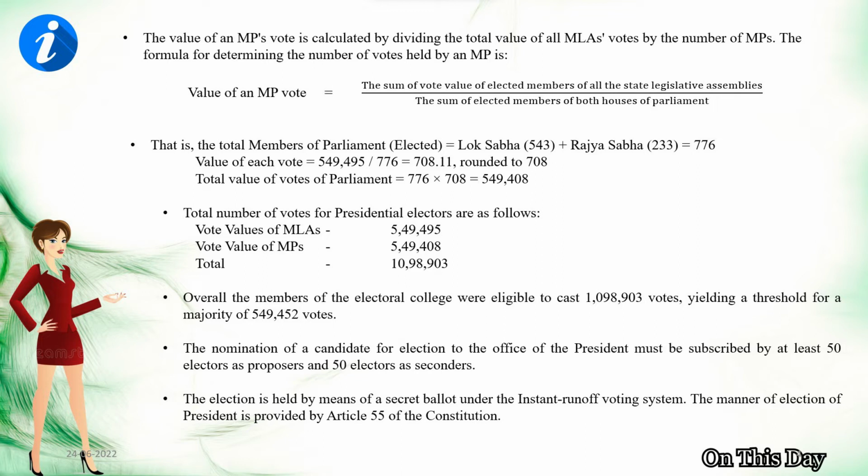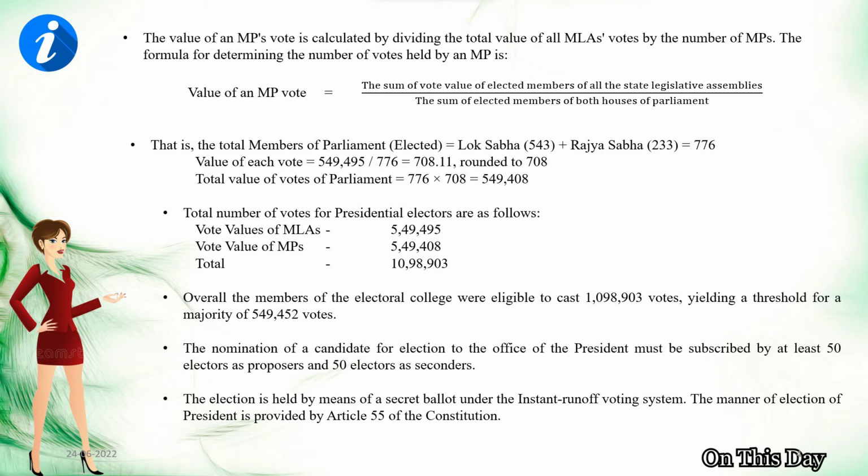The formula for determining the number of votes held by an MP is, that is, the total members of Parliament, elected, equals Lok Sabha, 543, plus Rajya Sabha, 233, equals 776. Value of each vote equals 549,495 divided by 776 equals 708.11, rounded to 708. Total value of votes of Parliament equals 776 times 708 equals 549,408.